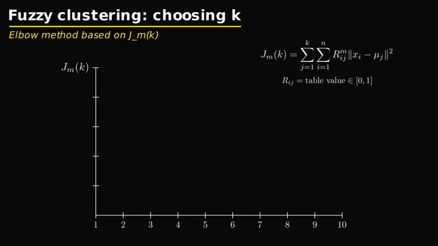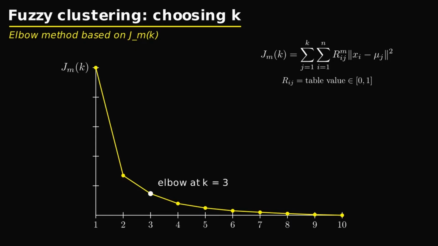We can now compute the fuzzy sum of squares for different values of k. For each choice of k, we obtain one value of J_m(k). We place these values on a graph. As k increases, this quantity decreases and tends towards 0. We may again look for a bend in the curve. In this example, 3 clusters are a natural choice, but 4 is also plausible. So again, the elbow remains a heuristic.